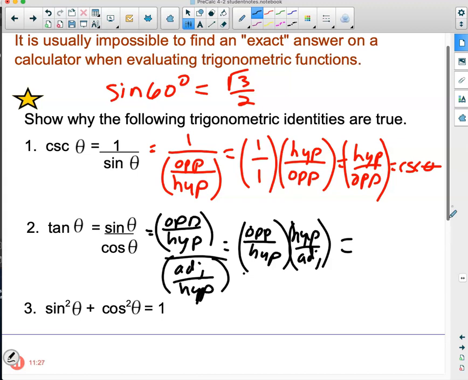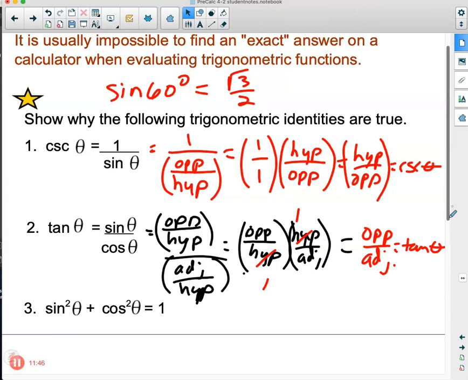And then see that your little hypotenuse on the top and the bottom are going to cancel out. And then think, well, which of the trig functions has that for a definition? Opposite over adjacent is tangent. So yes, really, really important one there to remember.